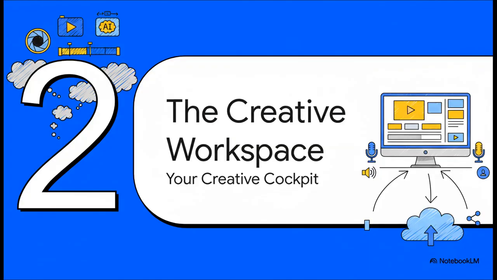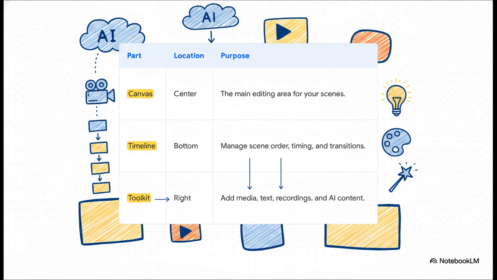Okay, so you've started a project. Now let's take a quick look around the main workspace. The whole thing is designed to feel really familiar, especially if you've ever used Google Slides. It's really broken down into 3 main zones. Right in the middle, you have the canvas. That's your stage, where you build each scene with your text and visuals. Down at the bottom, that's your timeline. It's where you'll arrange your scenes, tweak how long they are, and add transitions between them. And then over on the right, you've got your toolkit. That's your go-to spot for adding everything: media, text, voiceovers, and all the cool AI stuff.